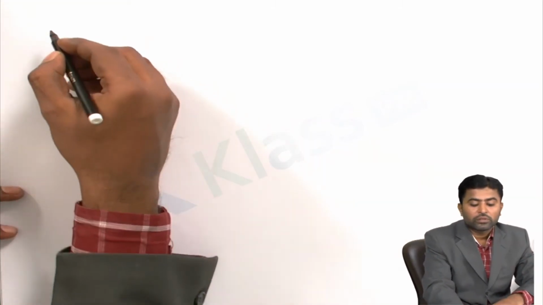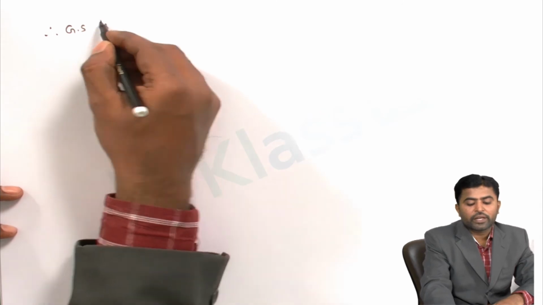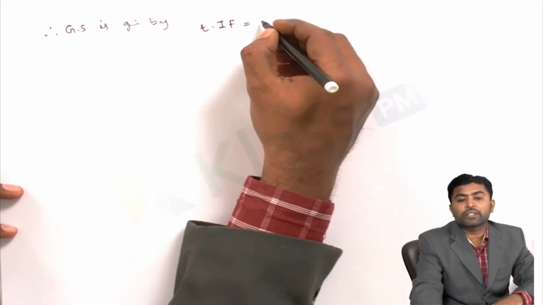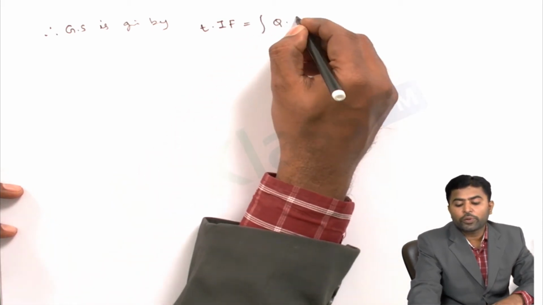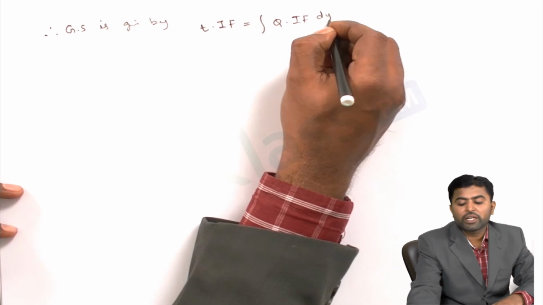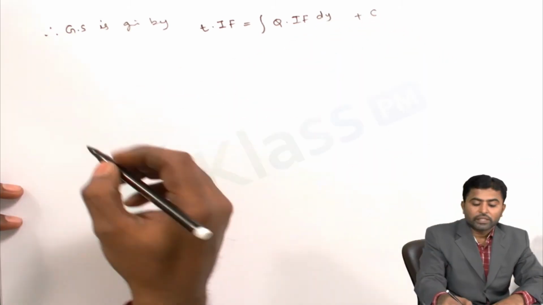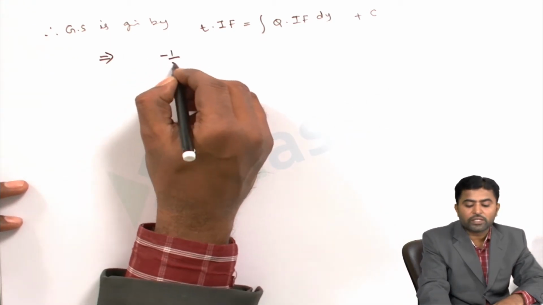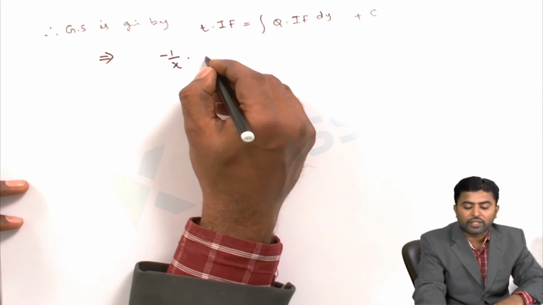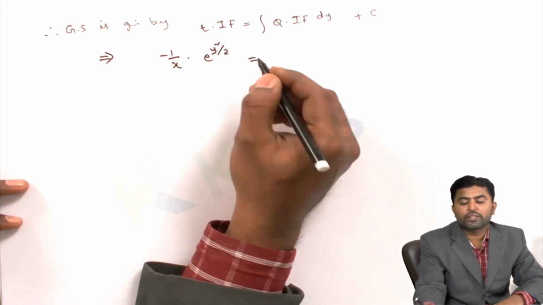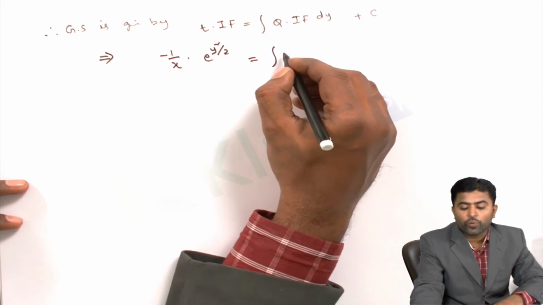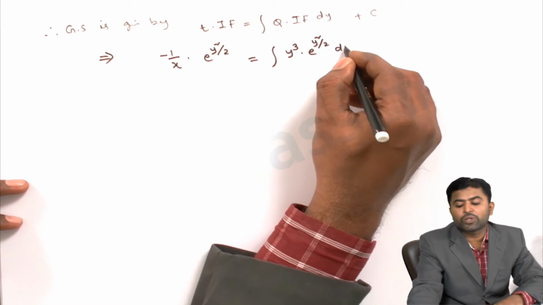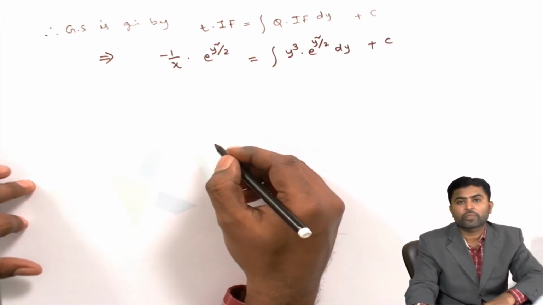Therefore, the general solution is given by t into integrating factor is equal to integral q into integrating factor dy plus some constant c. Then t we have taken as minus 1 by x. So minus 1 by x into integrating factor e power y square by 2 is equal to integral of q, we got that as y cube into e power y square by 2 into dy plus some constant c.